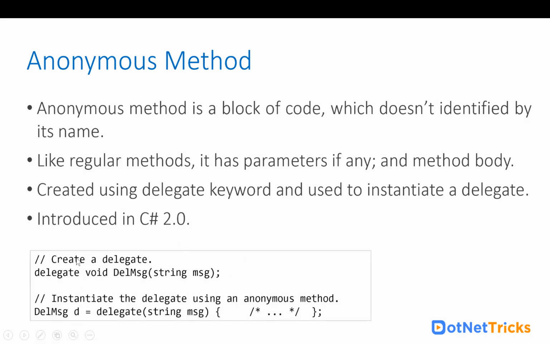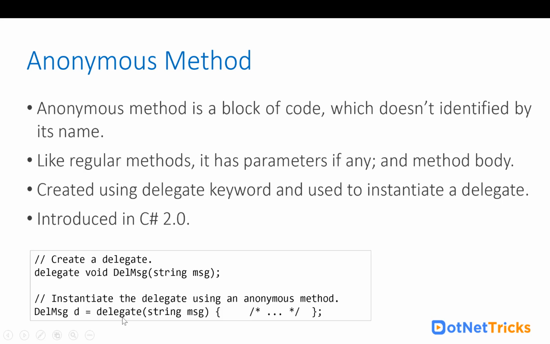To do it, first of all make sure you have created a delegate. If you look at this picture, we have the delegate keyword, then DelMessage as the delegate name. So DelMessage is a delegate. Using this DelMessage, I'm going to create an anonymous method. In the next line, I'm creating the DelMessage delegate instance, and to this instance I'm passing an anonymous method.